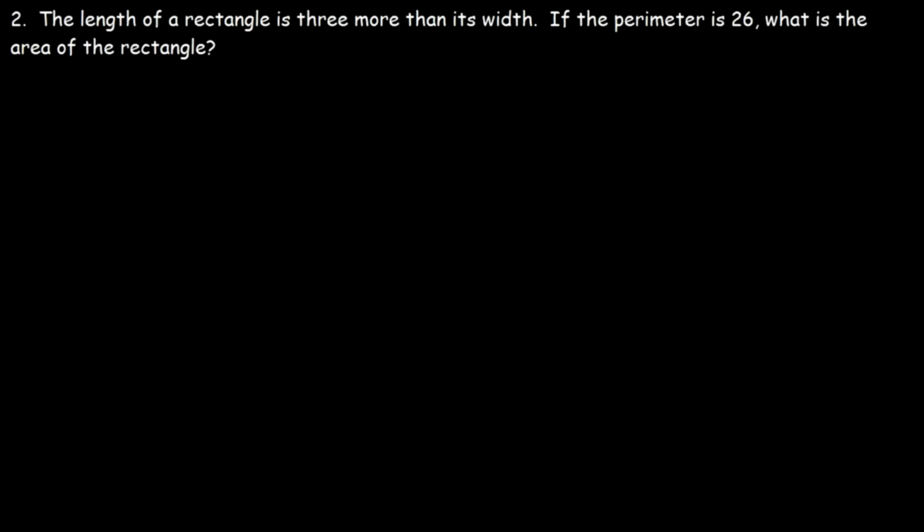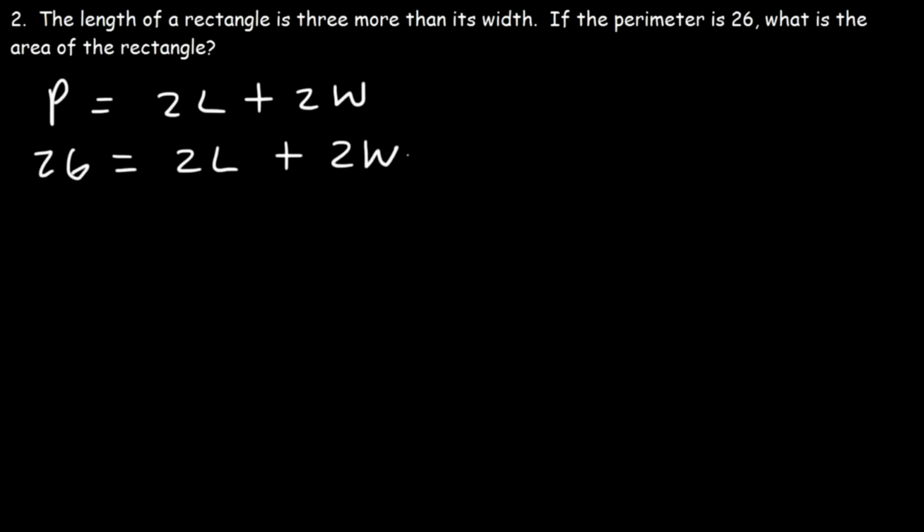But let's continue with this problem. The length of a rectangle is 3 more than its width. If the perimeter is 26, what is the area of the rectangle? So go ahead and try that problem. Now we know the perimeter is 2L plus 2W. So 26 is equal to 2L plus 2W.